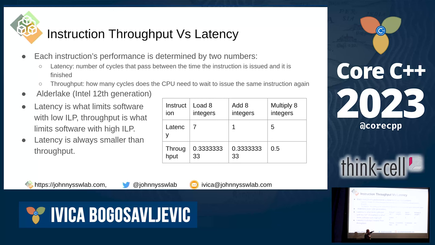Yes. So this is load, but I think so. The manual in Intel's manual wasn't clear. I think the 7 cycle latency is just the latency for the L1 cache. If it comes from L2 cache or from memory, it's a different story.